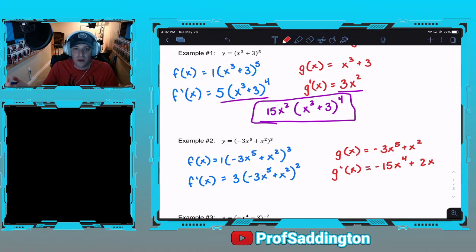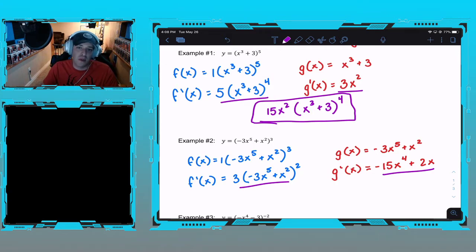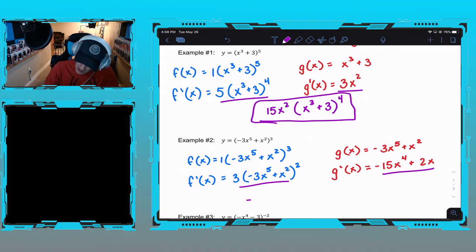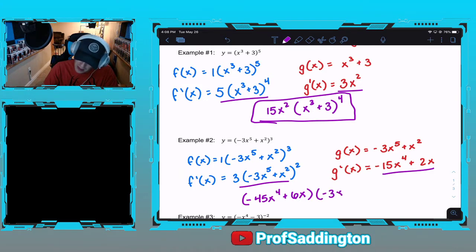Now the last thing we have to do is the chain rule portion. We have to multiply the two derivatives together. So when we go to multiply both of these together, again, you cannot multiply it with the big parenthesis. You can only multiply what's outside. So I can take that 3 and multiply it to both the negative 15x to the 4th and the 2x because I could distribute it to that. So I'm going to get negative 45x to the 4th plus 6x. And technically, all of that still needs to be multiplied to the negative 3x to the 5th plus x squared.